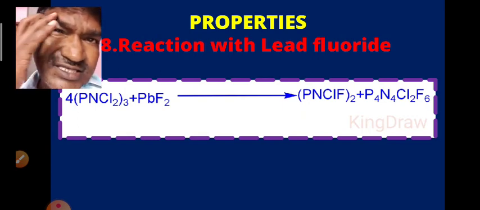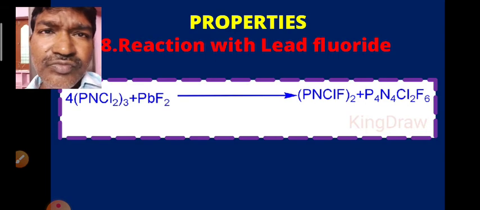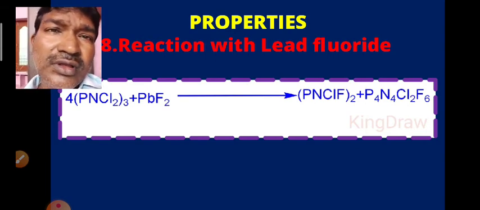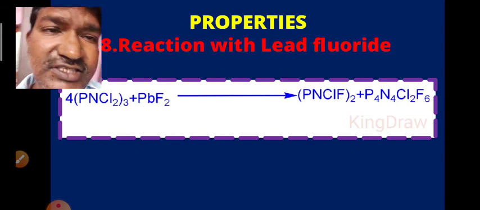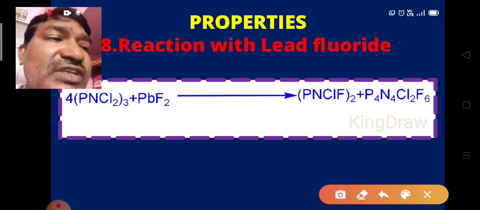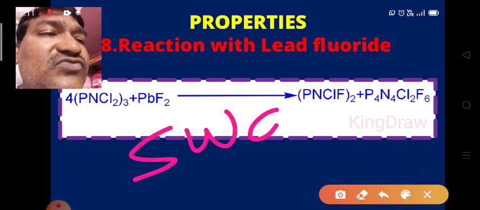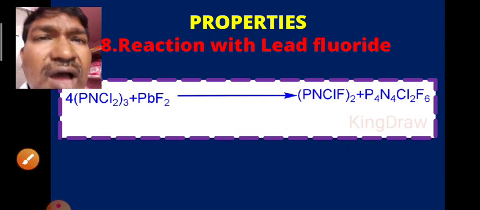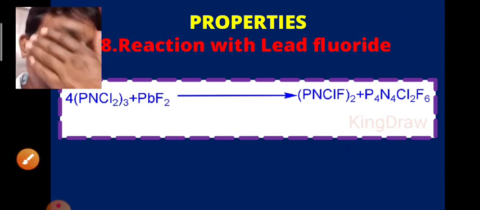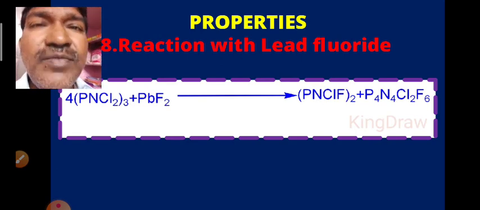This is very much similar to the preparation of alkyl fluorides. That means this is very much similar to the Swarts reaction in organic chemistry. In the Swarts reaction also, alkyl fluorides are prepared by reacting other alkyl halides with heavy metal fluorides.